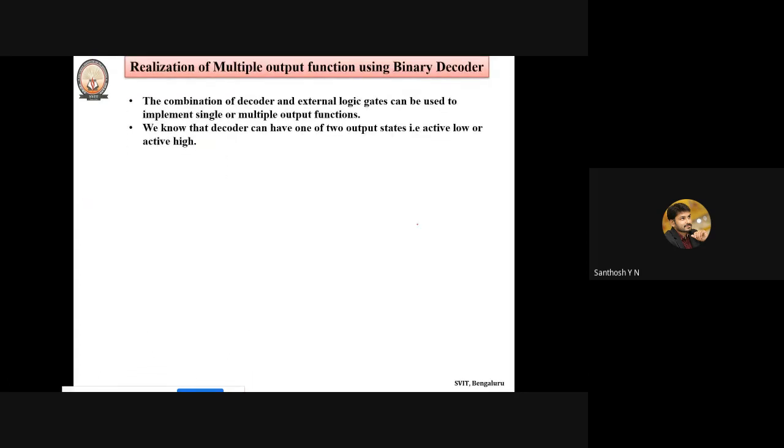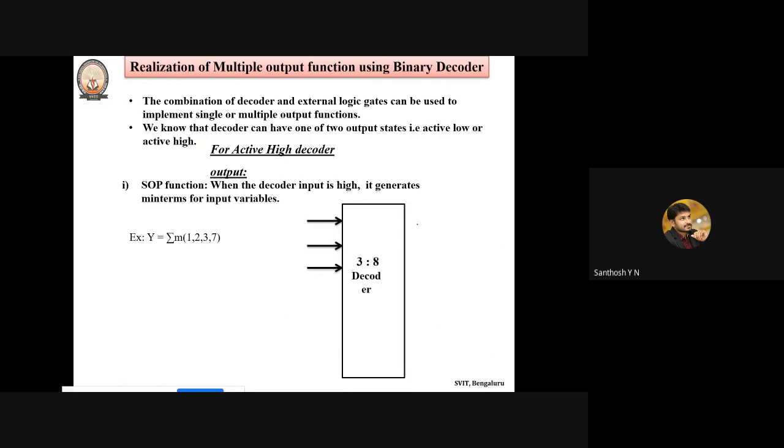Next, realization of multiple output functions using the binary decoder. Now, we shall just consider a simple example and try to understand this concept. To explain it, I have taken an SOP function, represented in the form of a sigma, where the min terms are M1, M2, M3 as well as M7. How are you going to represent it by making use of a 3:8 decoder? That is what we are going to understand now.